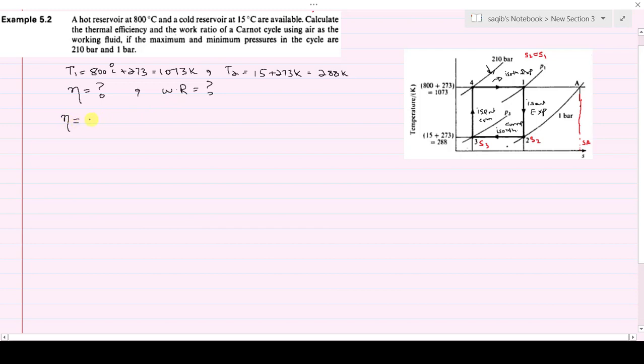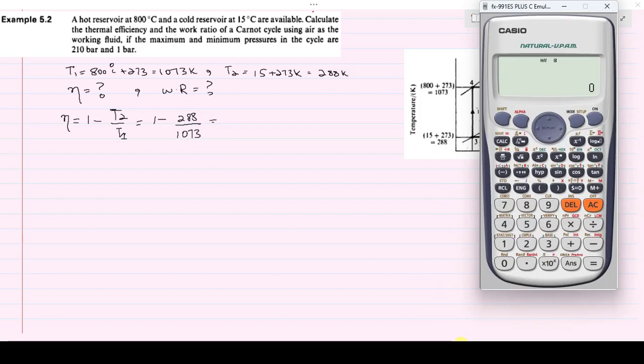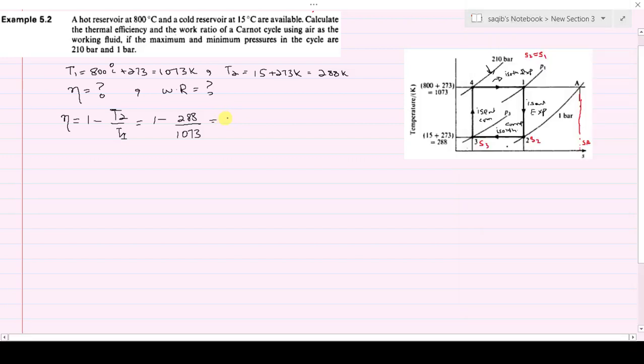The Carnot cycle efficiency is 1 minus T2 divided by T1. So what is T2? T2 is the lower temperature, that is 288, divided by the higher temperature, 1073. Just do that in the calculator. Divided by 1073, you will get 0.73. If you multiply it by 100, it will give you almost 73.2%. So this is the efficiency of this example 5.2.